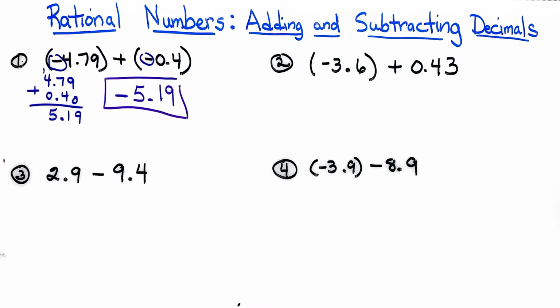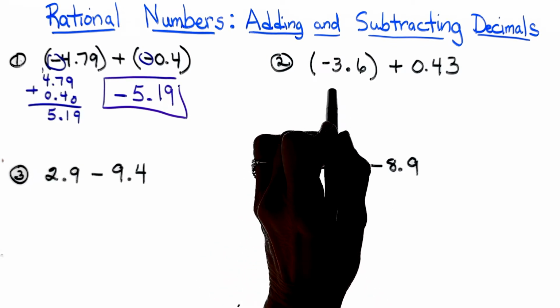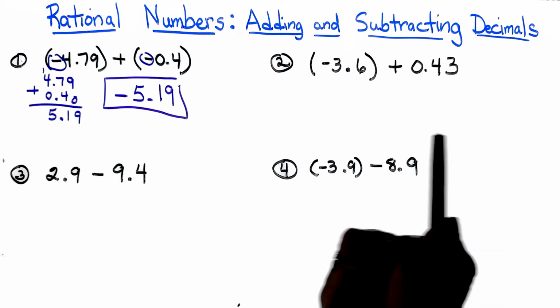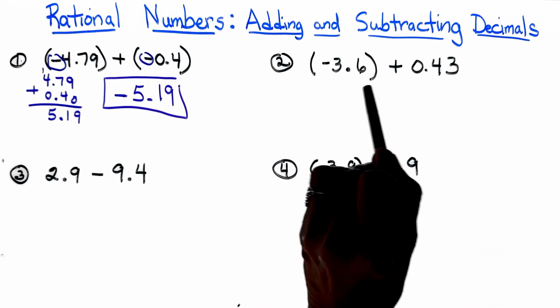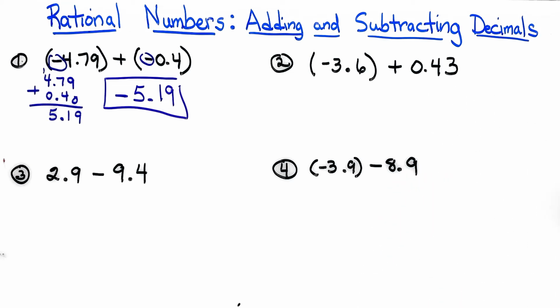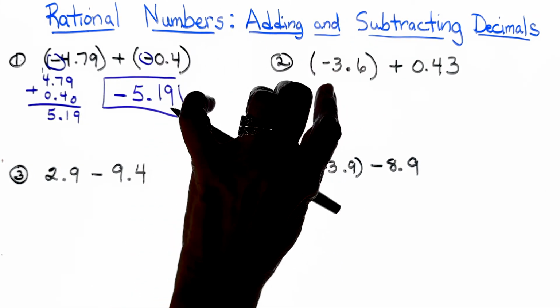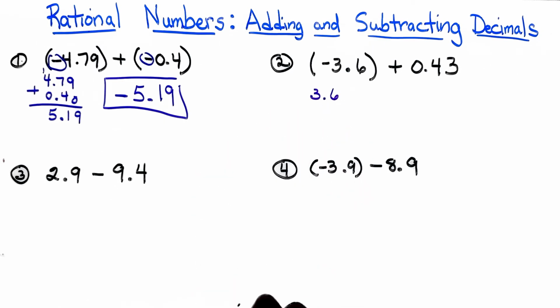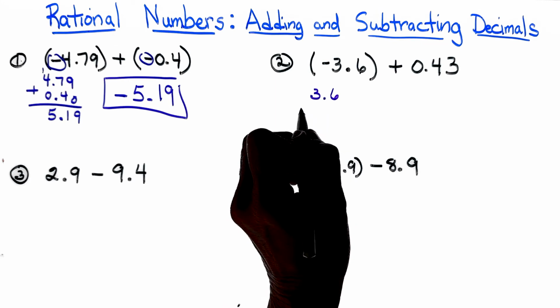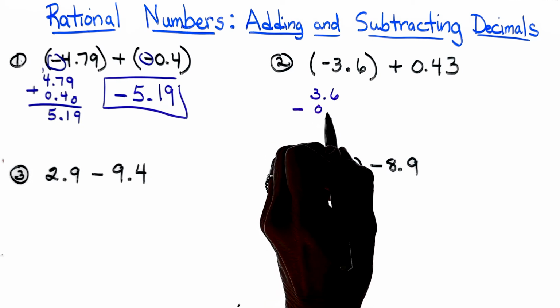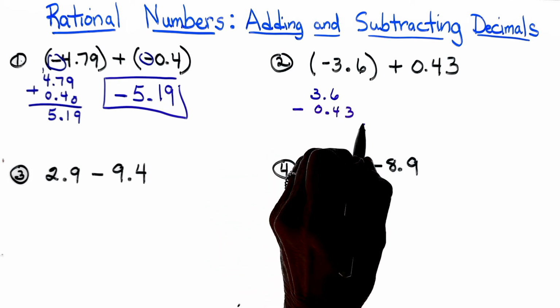For number 2, notice we have negative 3 and 6 tenths plus 43 hundredths. Well, I'm noticing one is negative and one is positive. When the signs are different, you must subtract them. And you subtract without thinking about positive and negative. You just put the larger one on the top. So 3 and 6 tenths will go on my top, and I'm going to end up subtracting them because the signs are different. And I will put my 43 hundredths on the bottom.